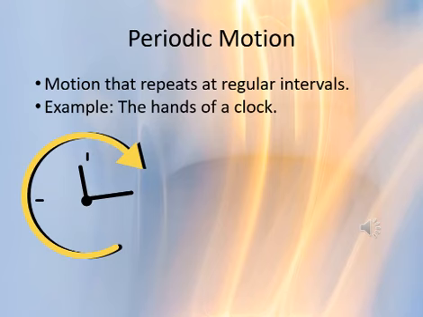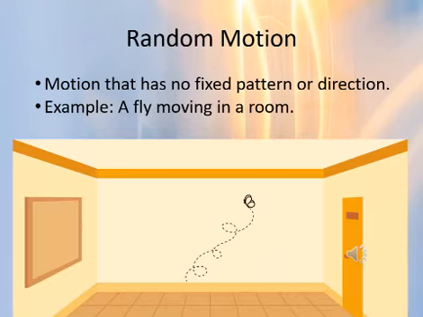Random motion. This is motion that doesn't follow any fixed path or direction. The object just moves around without a pattern. Think about a fly buzzing in your room. It goes up, down, left, right, and changes direction all the time. That is random motion. It is unpredictable and different each time you look at it.